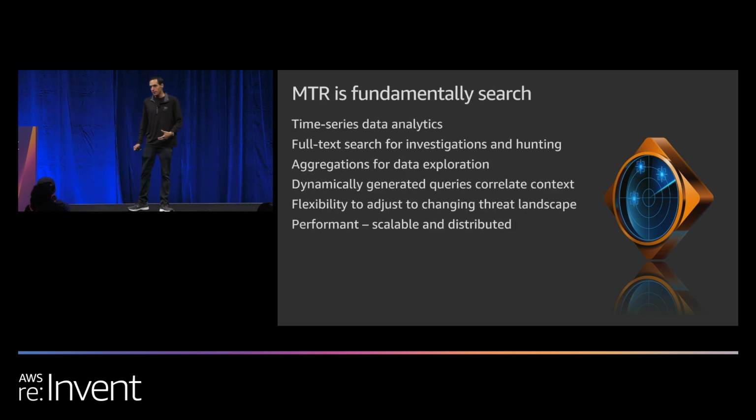So fundamentally, MTR is search. We have a huge set of data. That data is of varying types, of varying interests, and a varying signal-to-noise ratio. The question is, how do we find the data that's interesting? And that's where Elasticsearch helps us a lot.